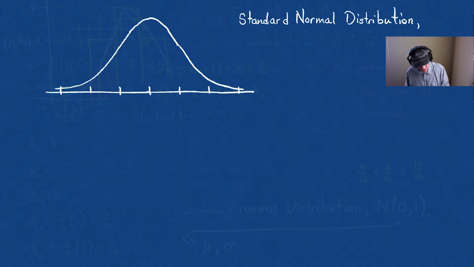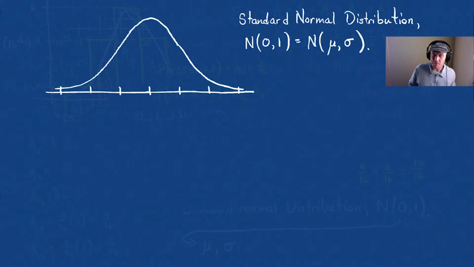And it can be represented with the notation N(0, 1), 0 for the mean, 1 for the standard deviation. So that's N(mu, sigma). Okay, and it has that property of having a mean of 0 and a standard deviation of 1. Now, there's something else, and we're going to see why.